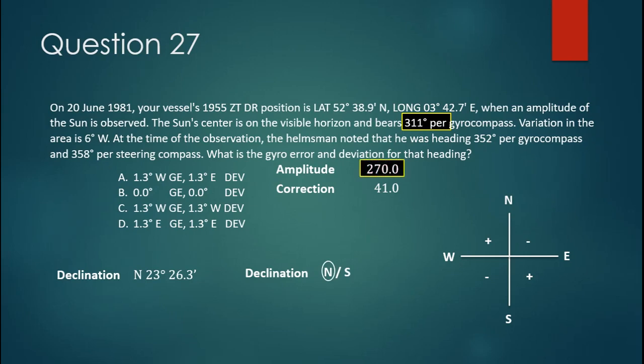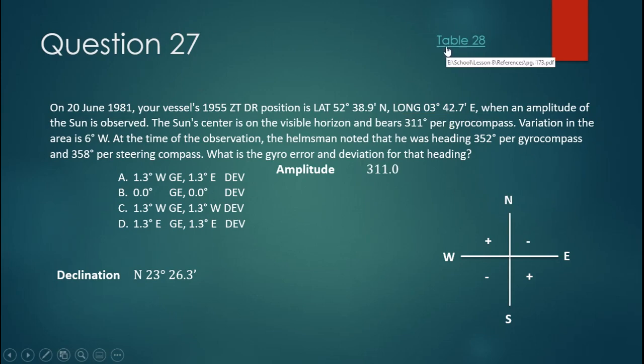We have north declination and west amplitude, so we're in the northwest quadrant of the diagram, so the correction is added. Gives us 311 degrees, and since this amplitude was taken on the visible horizon, we do have a table 28 correction.